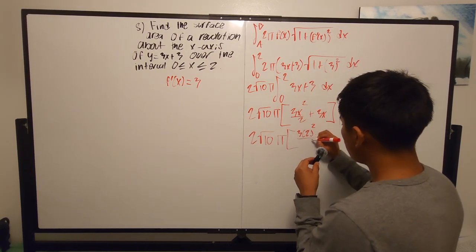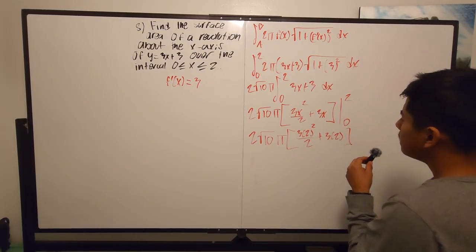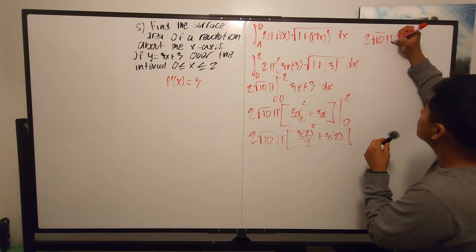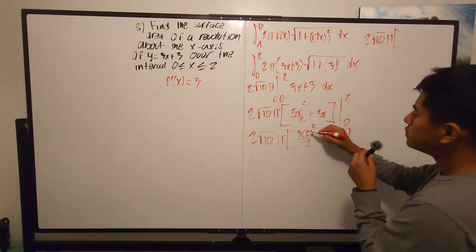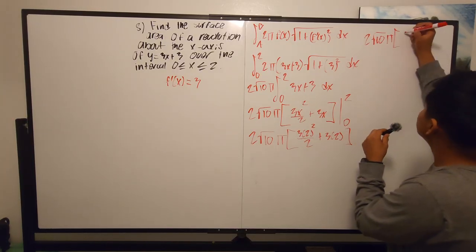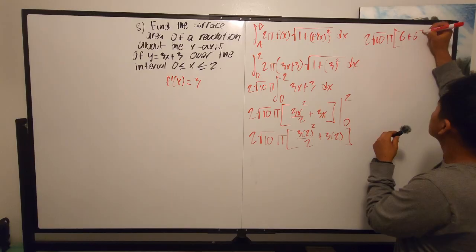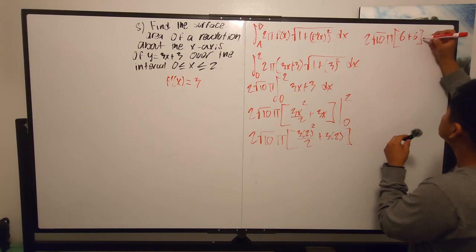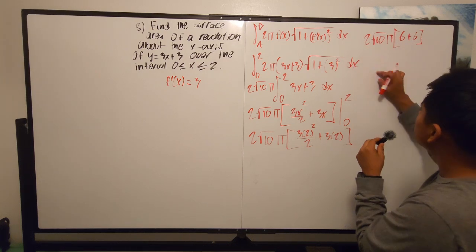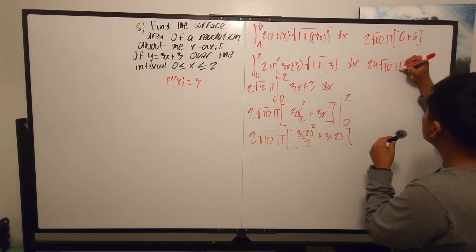2 squared over 2 plus 3 times 2. That is going to get you 2 square root of 10 multiplied by pi. 2 squared is 4. 4 times 3 is 12. 12 divided by 2 is 6. Plus 6 is 12. This 12 we could multiply by this 2 right here. So we have 24 square root of 10 pi.